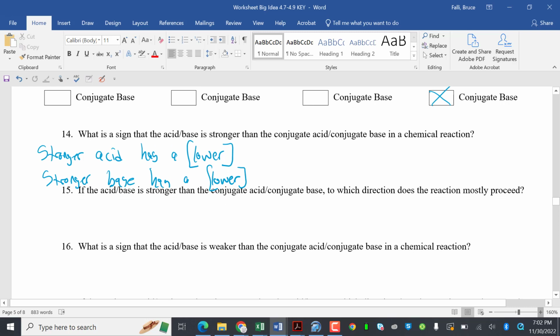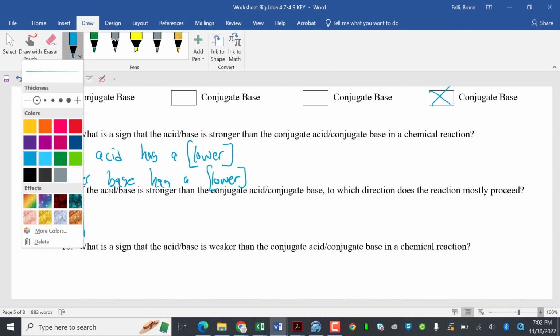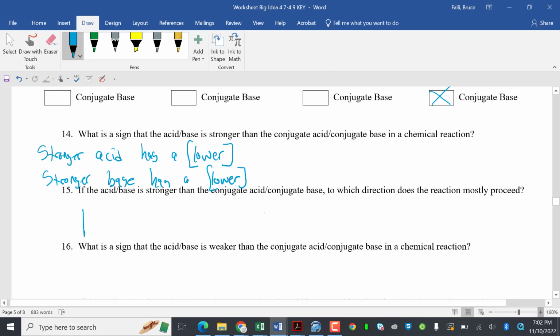If the acid base is stronger than the conjugate acid base, to which direction does the reaction mostly proceed? If the acid base is stronger, it will proceed to the right. Whoops. No, don't do it again. Now I've got another. Okay. If that is stronger, which direction does it proceed? To the right.